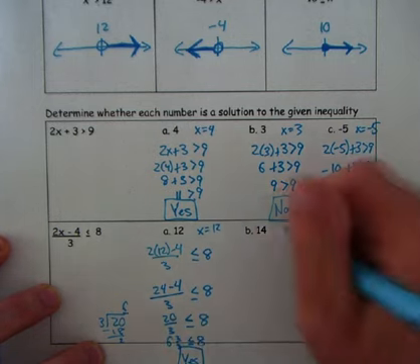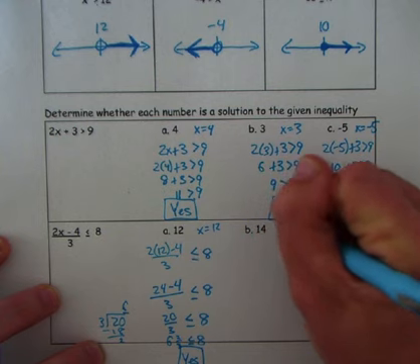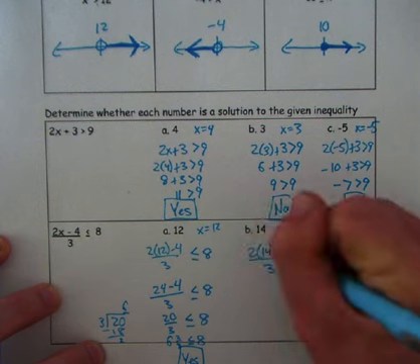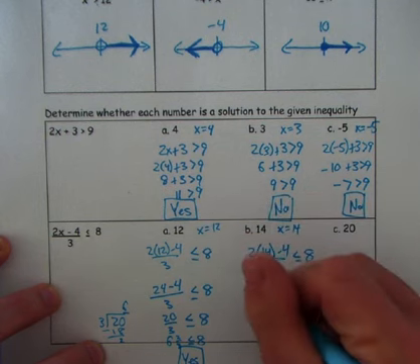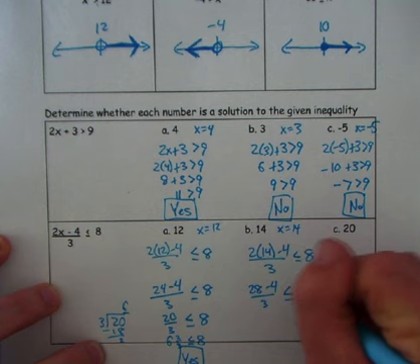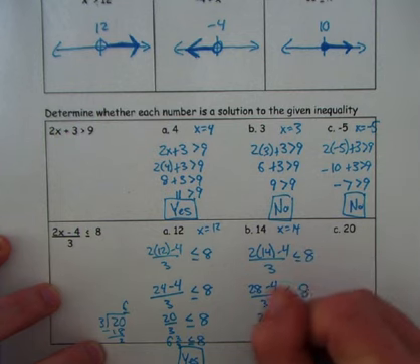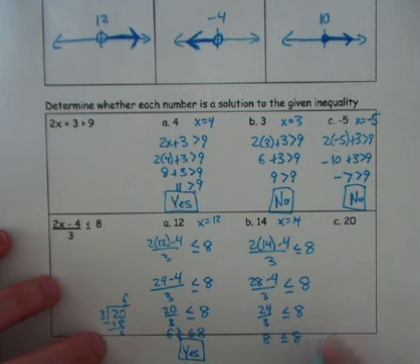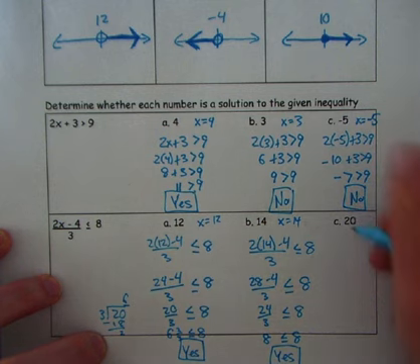Here we've got 14. So 2 times 14 minus 4 divided by 3 less than or equal to 8. 2 times 14 is 28 minus 4, divided by 3, less than or equal to 8. 24 divided by 3 less than or equal to 8. 24 divided by 3 is 8. 8 less than or equal to 8. Well, this is less than or equal to, so this is true. Yes.